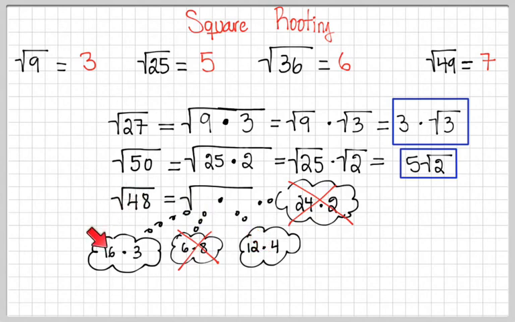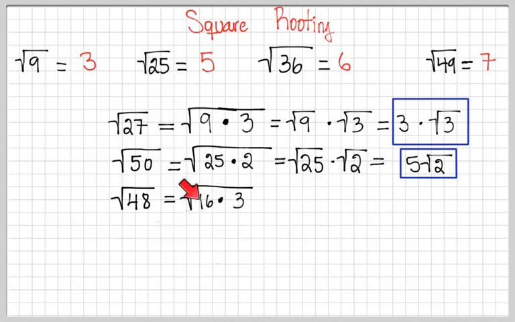When you have two different perfect squares, then you want to go with the highest perfect square. So in this case, it would be 16. So I'm not going to use 12 times 4. I'm going to use the higher perfect square, which would be 16 times 3. So I'm going to put 16 times 3 inside this square root symbol.